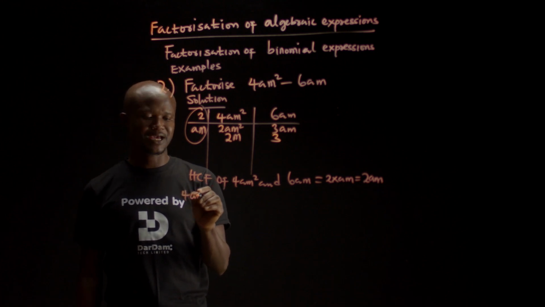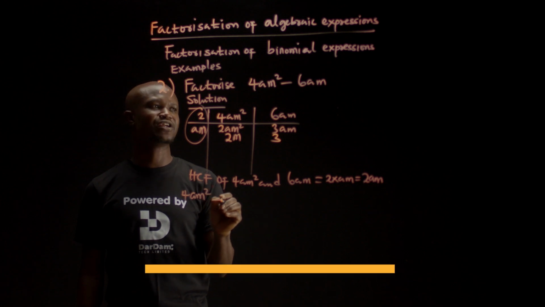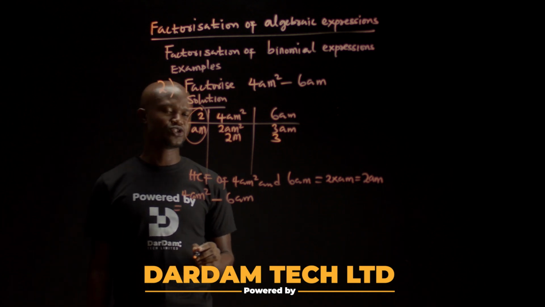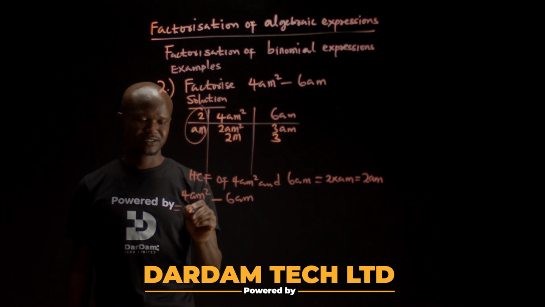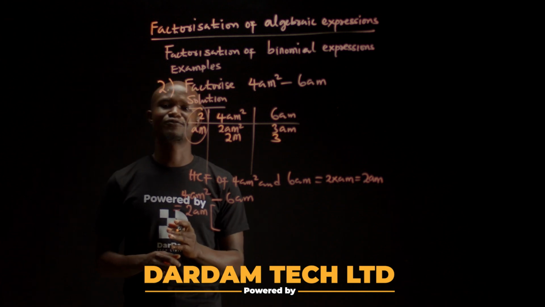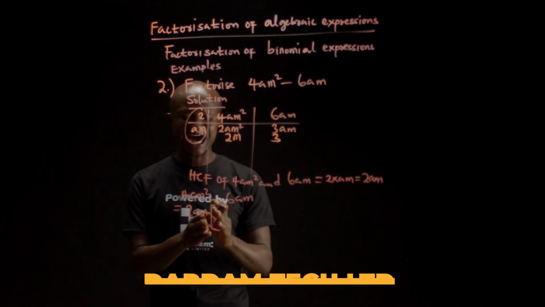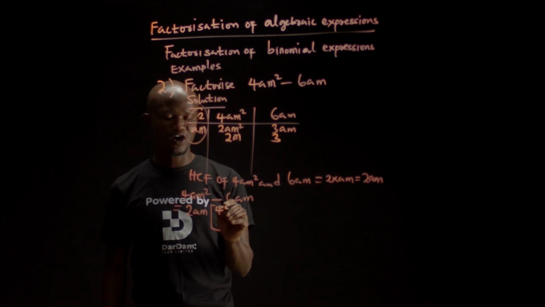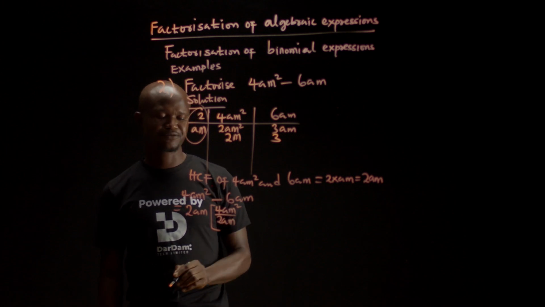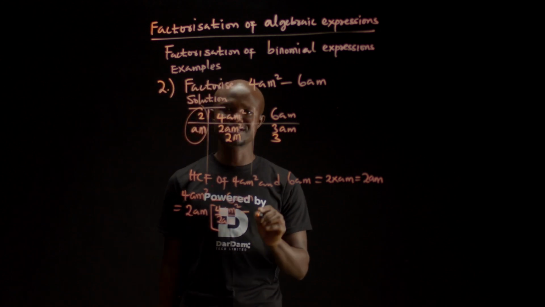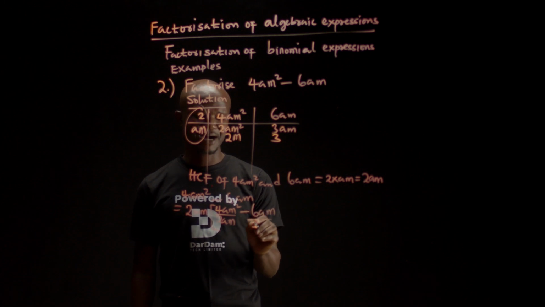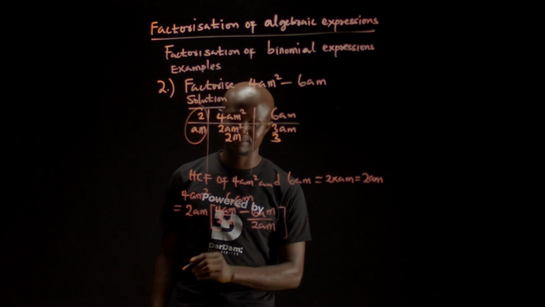How do we factorize? We have 4am squared, then minus 6am. To factorize, you bring out the ACF first. The ACF is 2am. Then you use the ACF to divide each of the terms. We have 4am squared. You divide by the ACF. Then minus the second term, which is minus 6am. We also need to divide by the ACF, which is 2am.